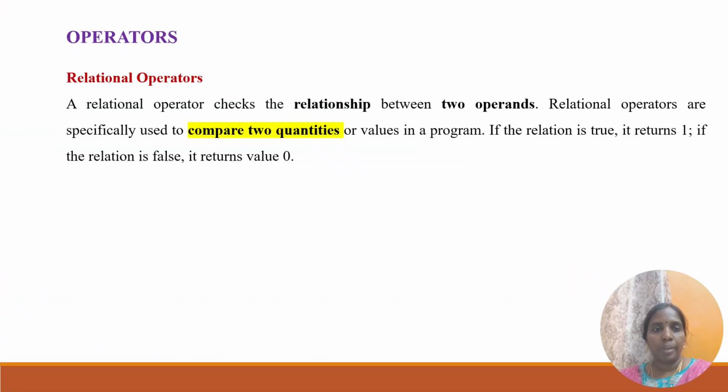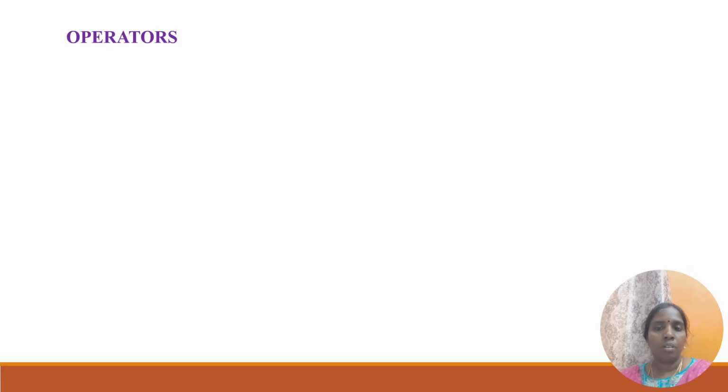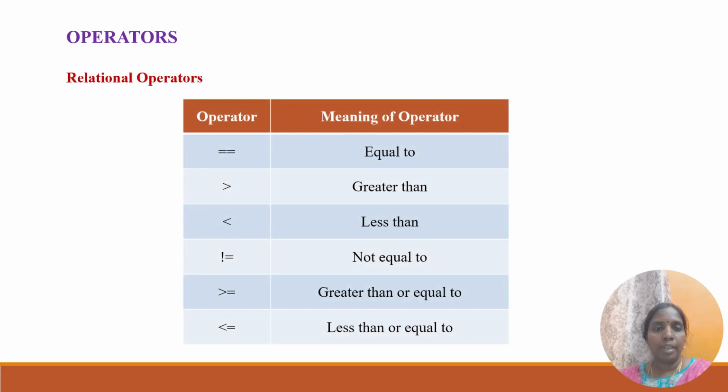So the relational operator checks the relationship between two operands, and the relational operators are specifically used to compare two quantities. If the relation is true, it returns 1. If the relation is false, it returns 0. The relational operators used here are equal to, greater than, less than, not equal to, greater than or equal to, less than or equal to.